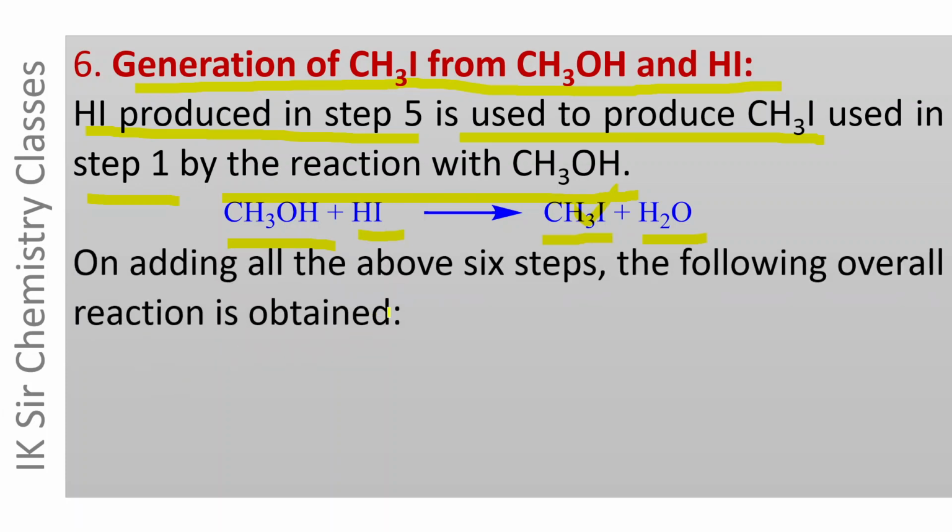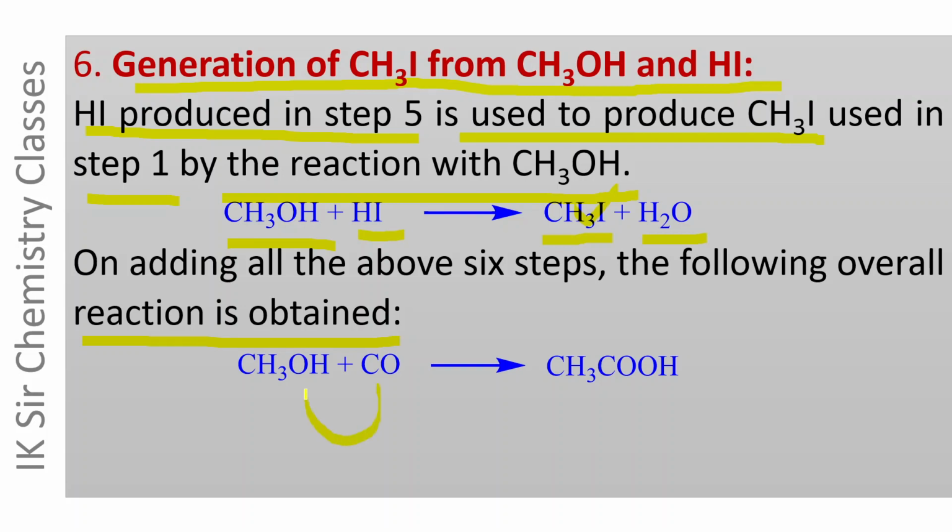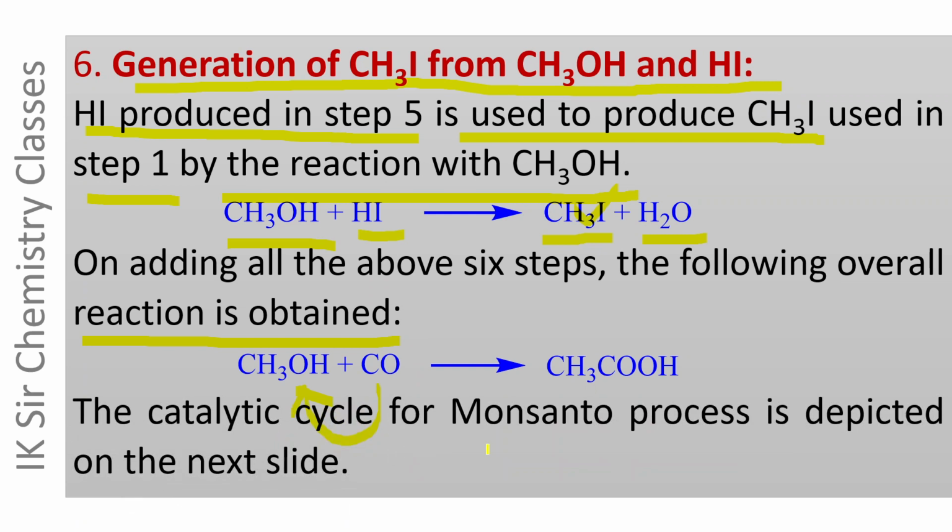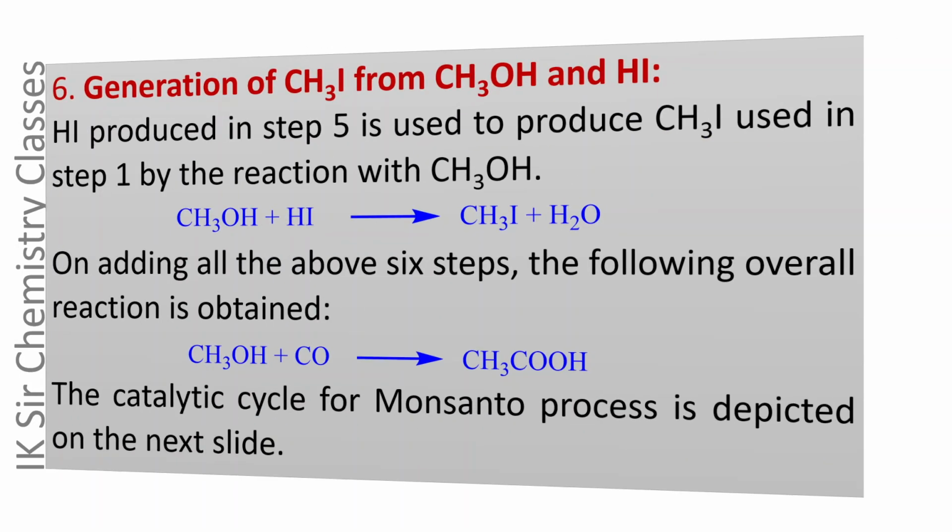On adding all the above 6 steps, the following overall reaction is obtained. Methanol plus CO produces acetic acid. It is the carbonylation reaction of methanol producing acetic acid. The catalytic cycle for Monsanto process is depicted on the next slide.